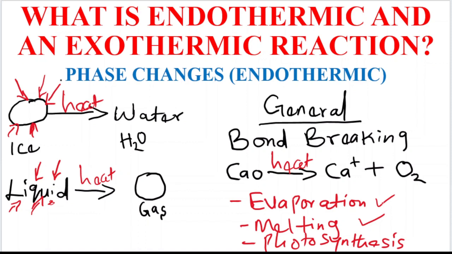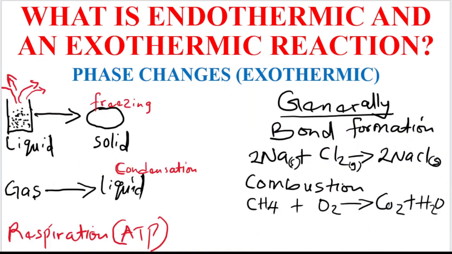Now let's look at the phase changes that occur in exothermic reactions. When a liquid turns to solid, it must lose a certain amount of heat to the surrounding. Let's assume you put your hot water inside the refrigerator. For that hot water to become ice, it must lose heat to the surrounding.